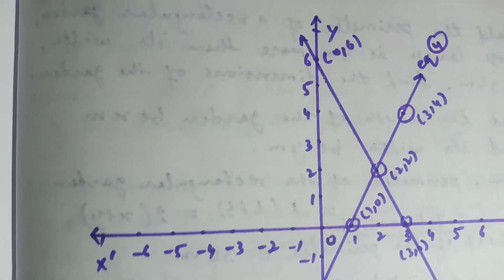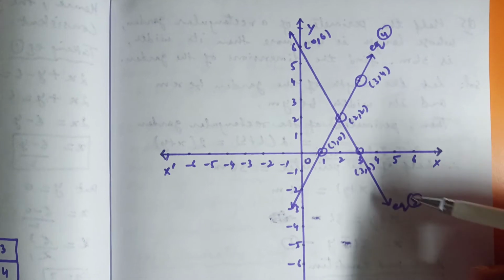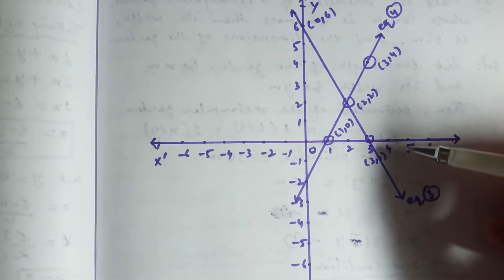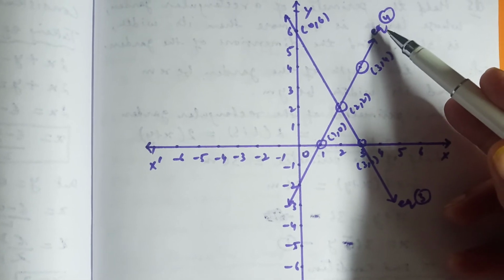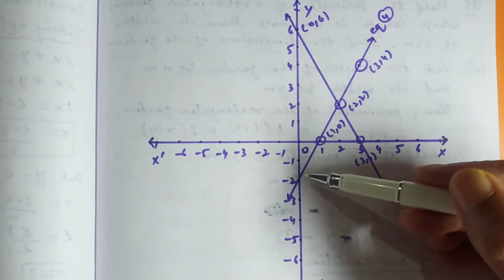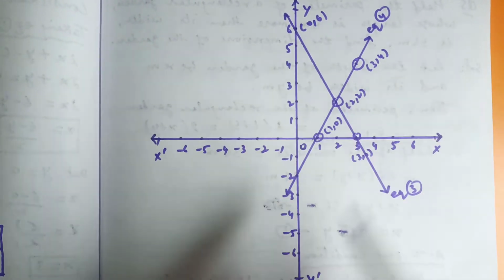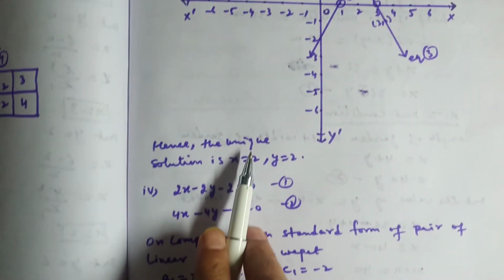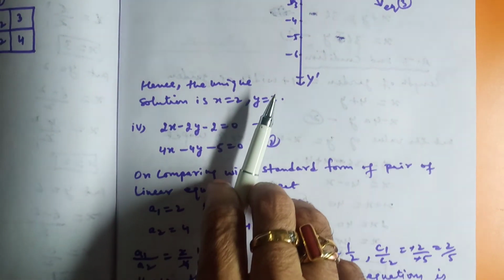These are the coordinates of x and y of equation third and fourth, represented in the graph. Equation third represents 3 points, and equation fourth represents 3 points, and these lines pass through this point and intersect each other at the point 2, 2. Hence, the unique solution is x equal to 2 and y equal to 2.